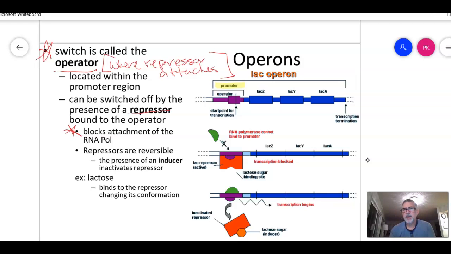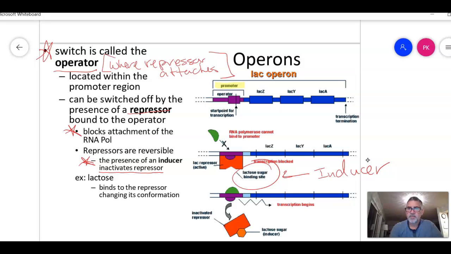So usually these operons code for enzymes that digest food, right? In this instance, lactose sugar is going to be the inducer, right? And the inducer over here inactivates the repressor. So if there's lactose, lactose will bind to the repressor and change its shape. It'll make it fall off of the operator, and then RNA polymerase can attach and make a gene product.